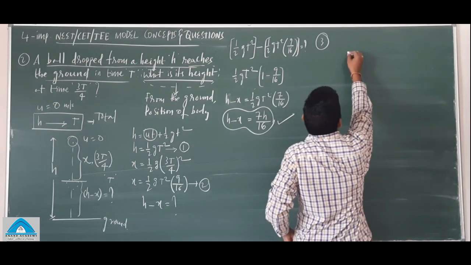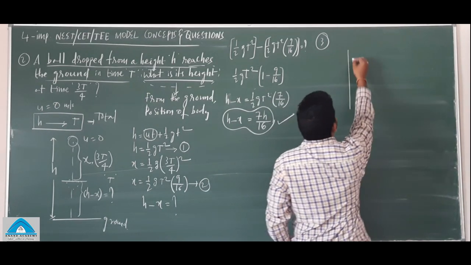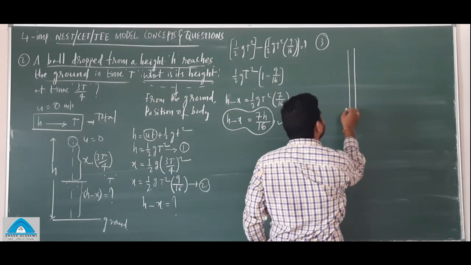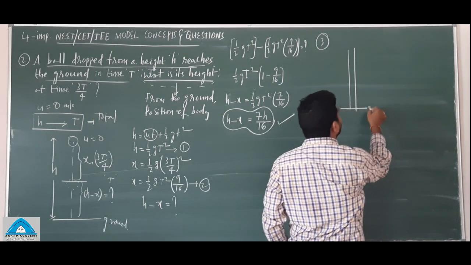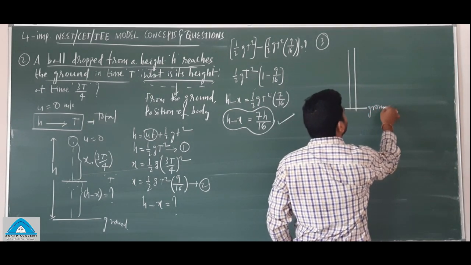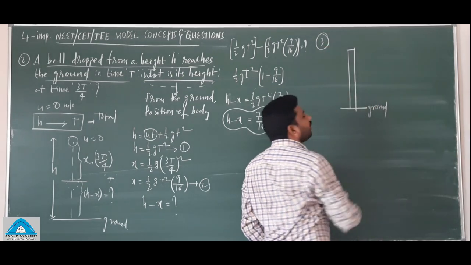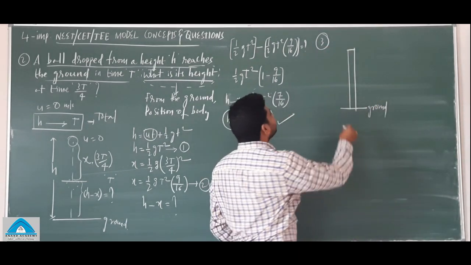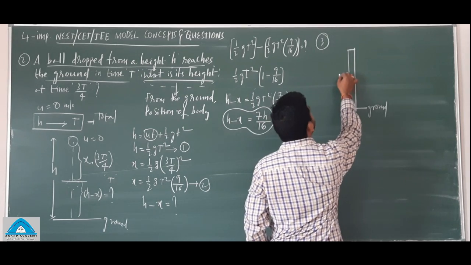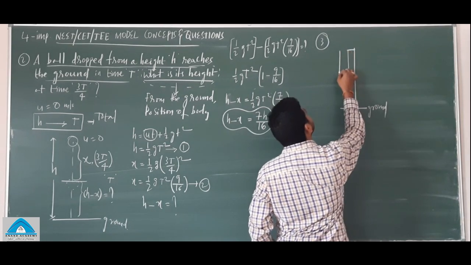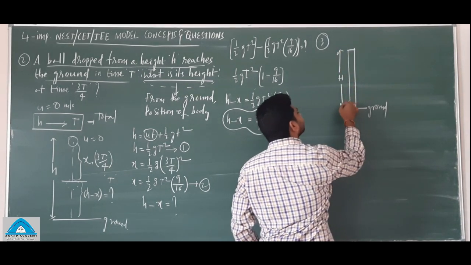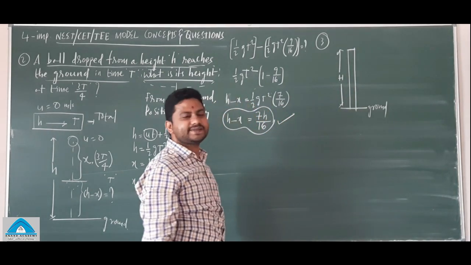There is a tower. It is the ground, right? It is the top of the tower. This is the tower of height h. There are three cases here. Three cases.